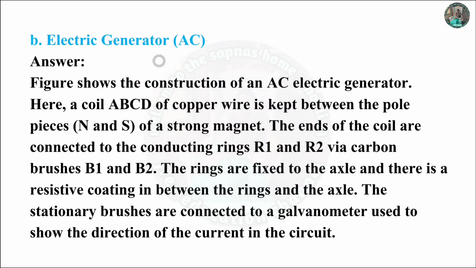B. Electric generator, AC. Okay, so figure shows the construction of an AC electric generator. Here a coil ABCD of a copper wire is kept between the pole pieces N and S of a strong magnet. The ends of the coil are connected to the conducting rings R1 and R2 via carbon brushes B1 and B2. The rings are fixed to the axle and there is a resistive coating in between the rings and the axle. The stationary brushes are connected to a galvanometer used to show the direction of the current in the circuit.